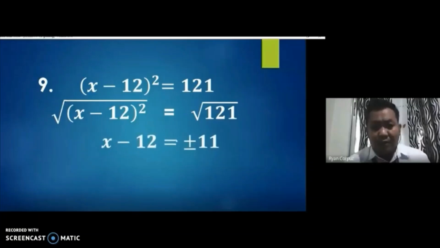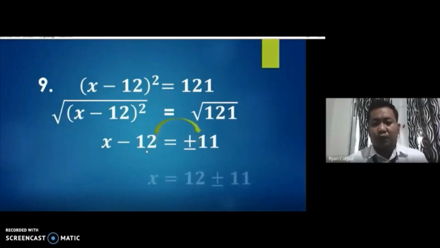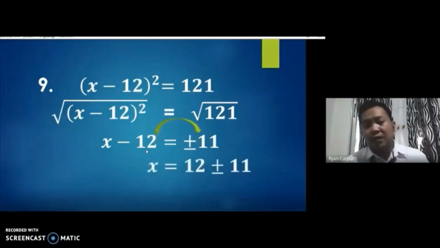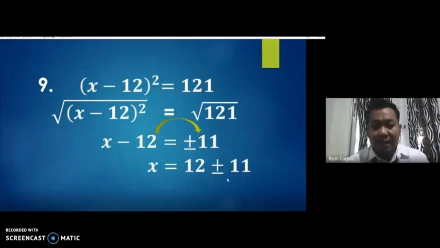But looking at the left side, it still has negative 12 here, a constant term. Positive and negative 11 is also a constant term. So we have to combine the two to come up with the final answer. So we have to move negative 12 to the right side of the equation, so that will become x is equal to 12 plus or minus 11. Then with this plus or minus, we are going to form two equations by separating it.